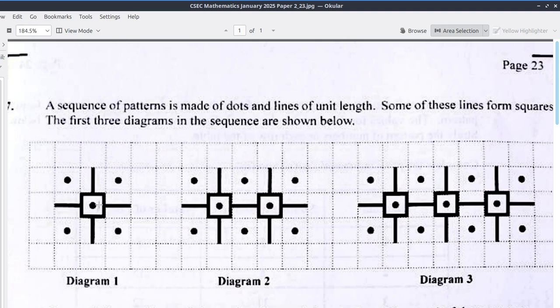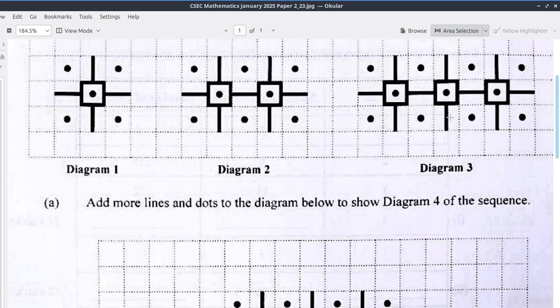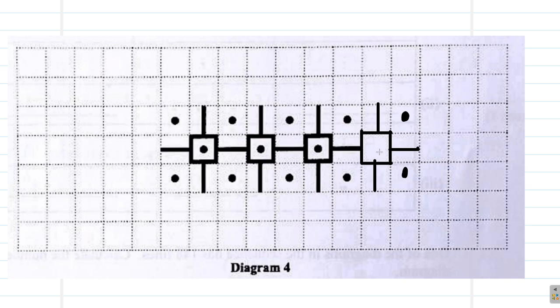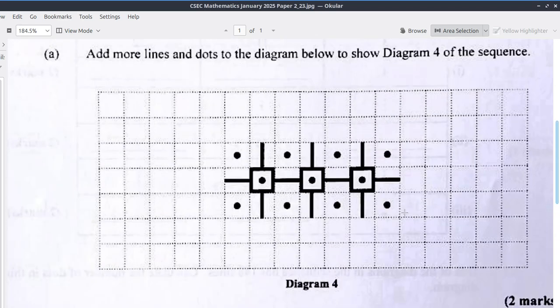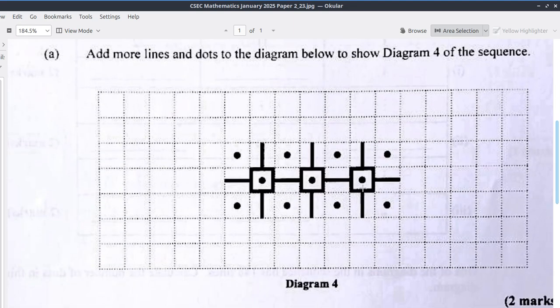Diagram 1, 1 square with 4 lines. Diagram 2, 2 squares. Diagram 3, 3 squares. Diagram 4, 4 squares. So diagram 4 will have 4 squares. This is diagram 3, and you're going to add to it. So you have 4 squares now. You put a dot in the middle. Alright, so that looks like it. That's diagram 4. You put one more square.